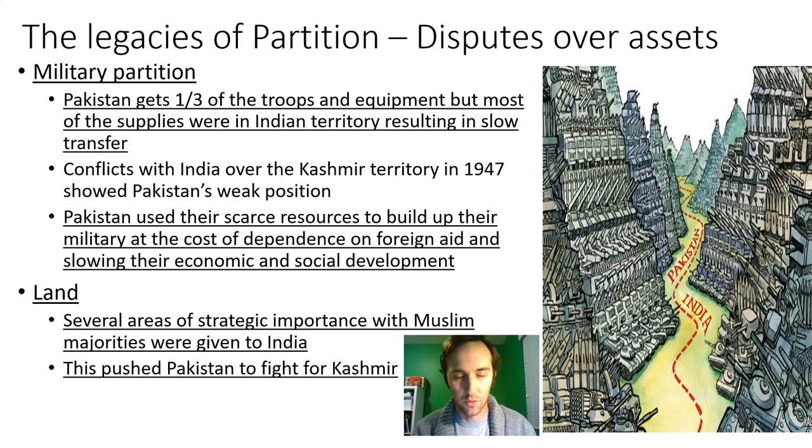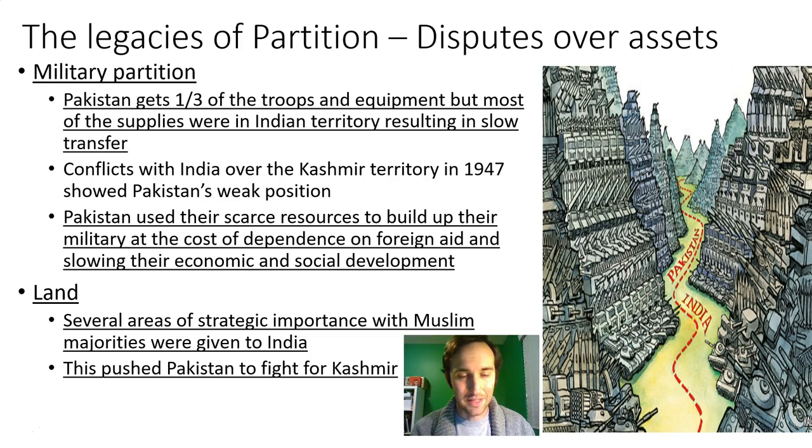Pakistan used whatever resources they had, which were incredibly scarce, to build up their military at the cost of really depending on foreign aid, mostly from the Americans. But this also slowed their economic and social development from where they could have been. Instead, they really built up their military to try to stand up against the Indians.